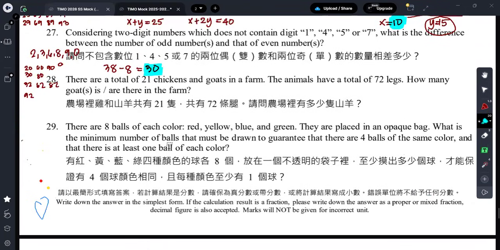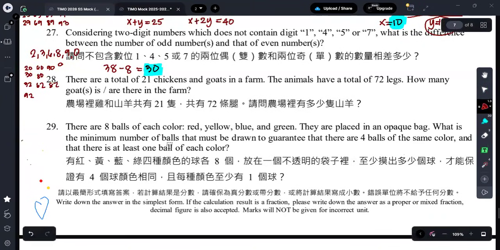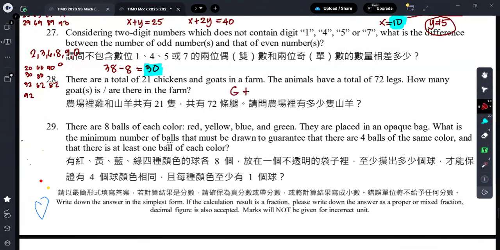Okay, there are 21 chickens and goats in the farm. So goats plus chickens is equal to 21. The total number of legs is 2 chickens plus 4 goats, which is equal to 72. How many goats are there in the farm?